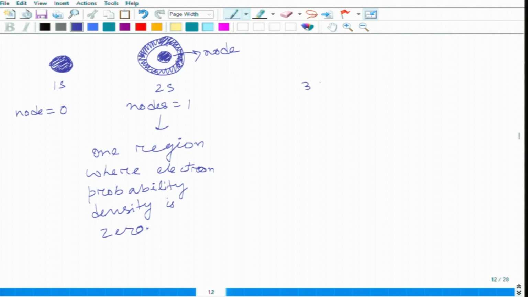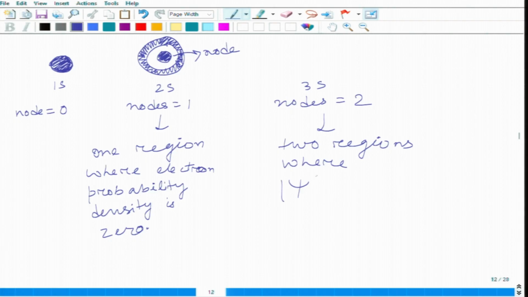Now if we draw 3s, then the number of nodes will be 2. Therefore, there will be two regions where psi squared is equal to 0. That is where the probability of finding an electron is 0.